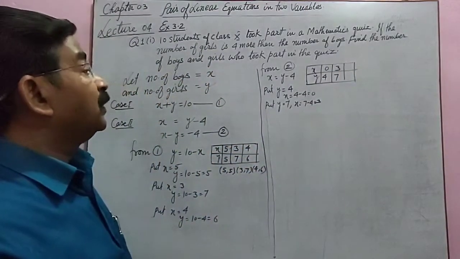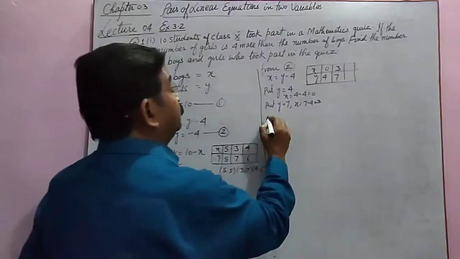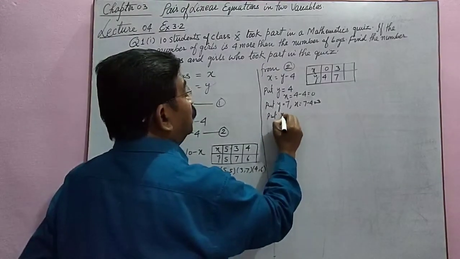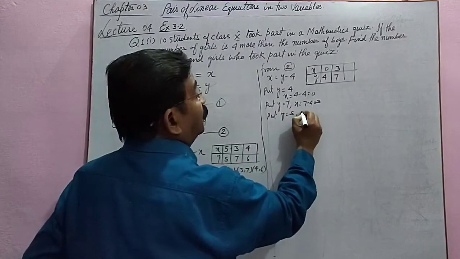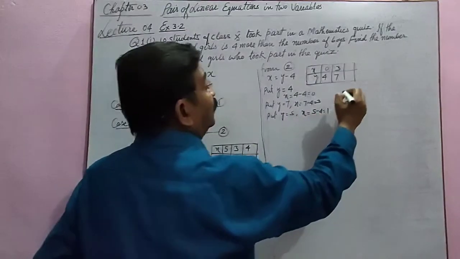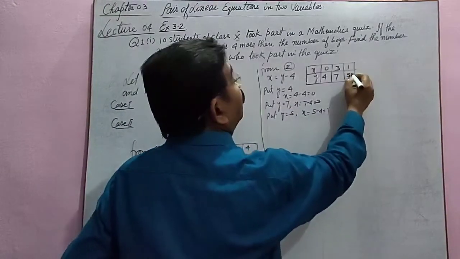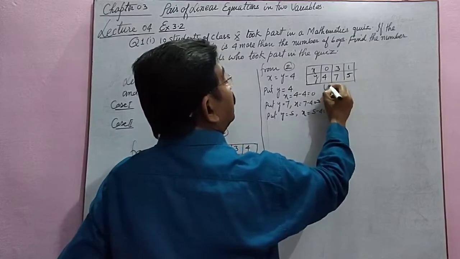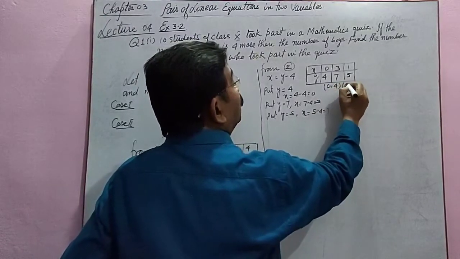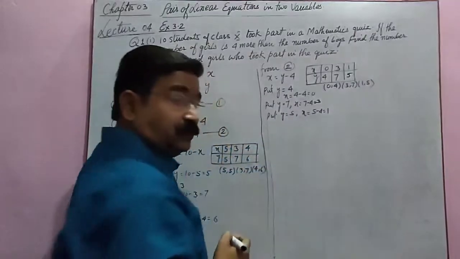Put y is equal to 5. So x is equal to 5 minus 4 is equal to 1. This is x is equal to 1, y is equal to 5. So our points are (0, 4), (3, 7) and (1, 5).